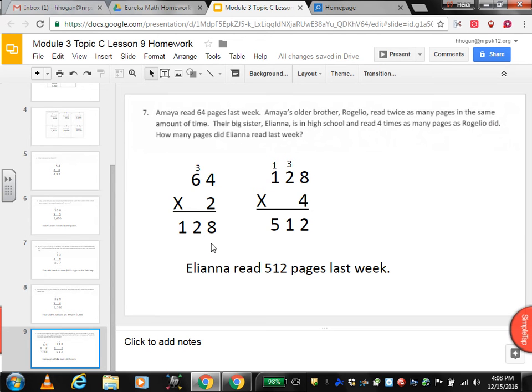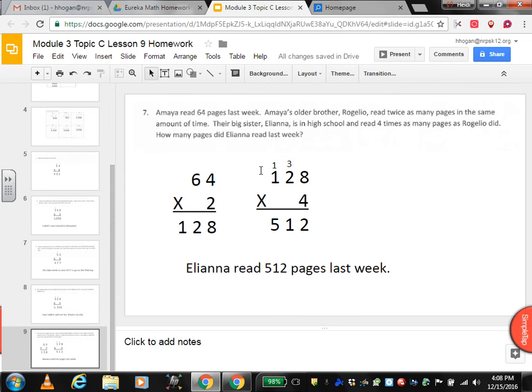2 times 4 is 8. No regrouping. 2 times 6 is, so this shouldn't be here. That's weird. Okay, just cut and paste there. 2 times 4 is 8. 2 times 6 is 12. So Rogelio read 128 pages.